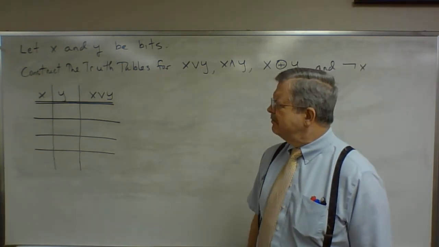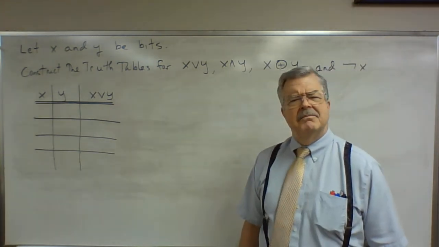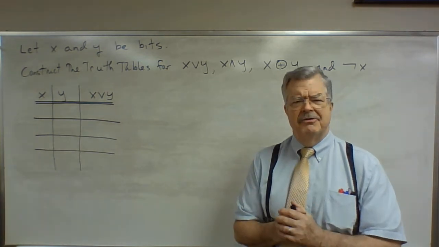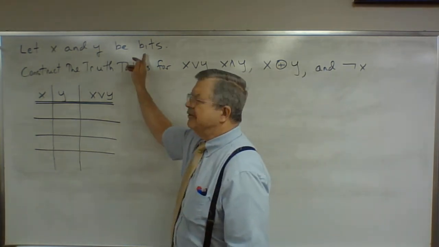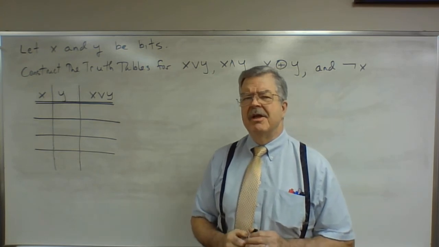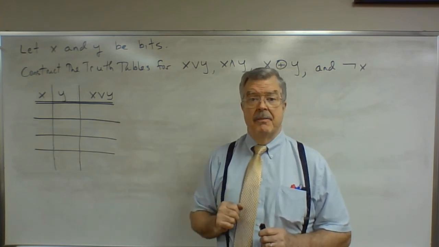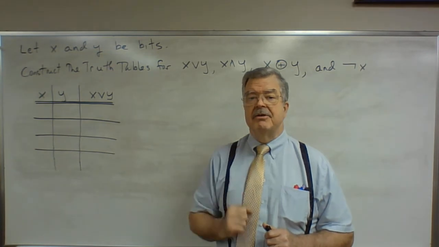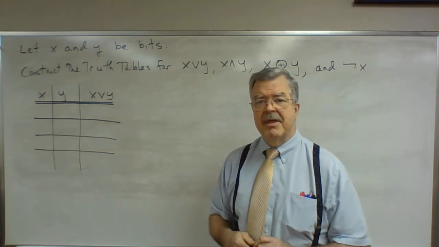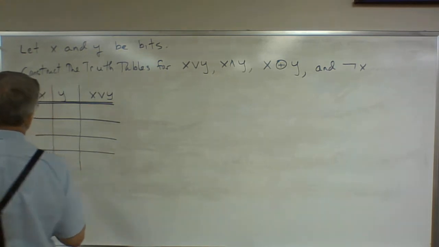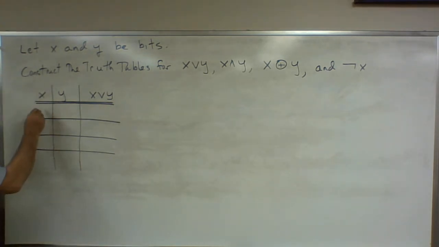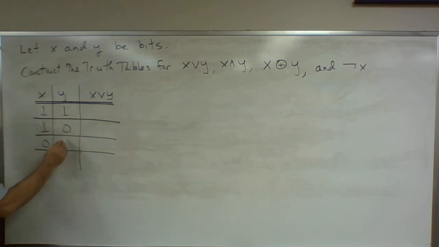Well, let's see. X and y, we don't write them as true and false, do we? If x and y are bits, we don't write them as true or false. We write them as 1 or 0. And we interpret 1 to be true and 0 to be false. So I guess we'll fill out the truth table this way. True, true, false, false. True, false, true, false. There, how's that?